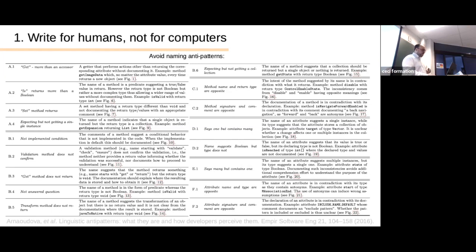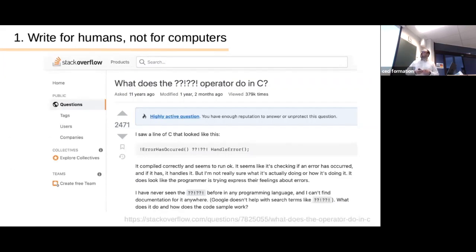And here is an example of the problems that can arise if you don't take into account the reader when you write code. I don't know if you know about Stack Overflow. It's a large website where people who write software can go to ask questions when they are stuck. And people can vote on questions. And this is a quite highly voted question, which reads, what does this operator do in C?